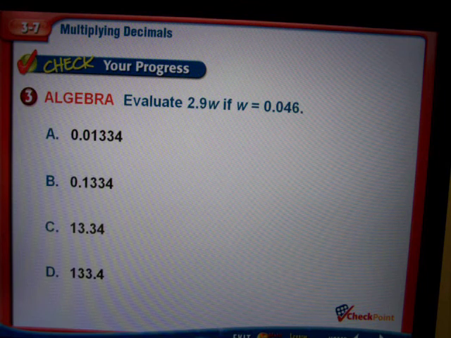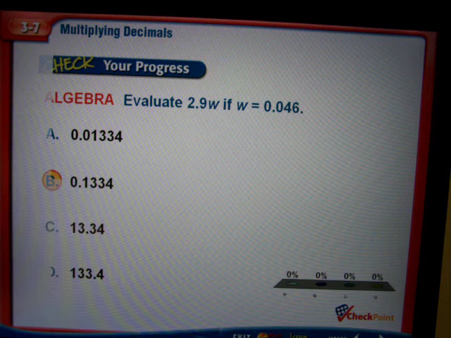Alright, you try this one. Evaluate 2 and 9 tenths times W if W is equal to 46 thousandths. See answer A, B, C, or D. And your answer is B.